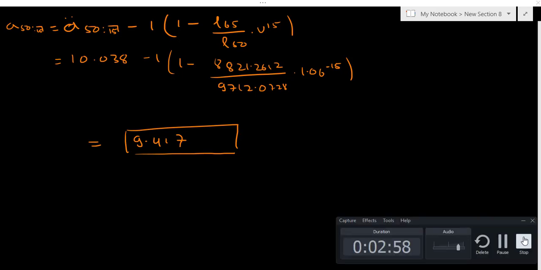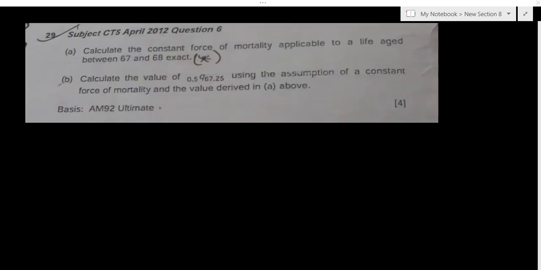Okay, so that's all. The next question that we discuss is question number 29, and it says: calculate the constant force of mortality applicable to a life aged between 67 and 68. So there is a life aged between 67 and 68, and I have to calculate the CFM, the constant force of mortality, that is, the force of mortality if it was a constant, based on AM92 ultimate mortality.